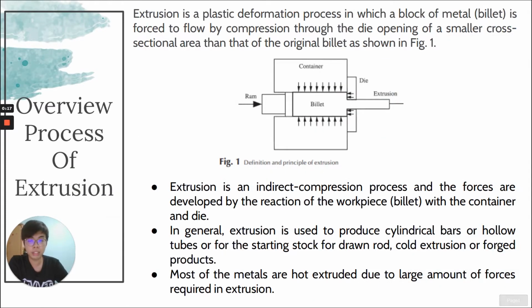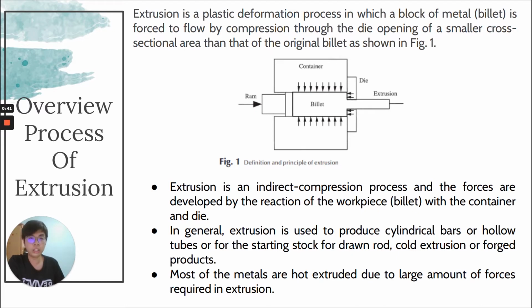Extrusion is the plastic deformation process in which a block of metal billet is forced to flow by compression through the die opening of a smaller cross-sectional area than the original billet, as shown in figure 1. The billet will be compressed into the shape of the die, as you can see in this figure, and it is an indirect process.